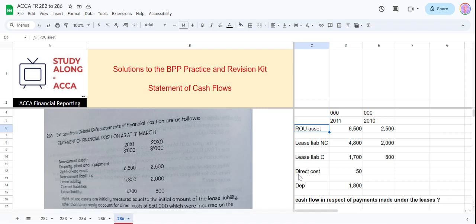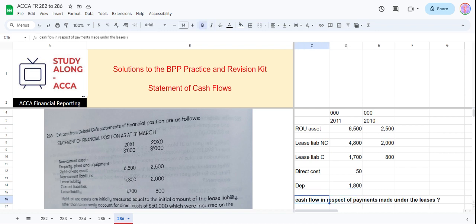We have this information for the 2 years: ROU asset, lease liability non-current, lease liability current, direct cost, depreciation. All these numbers are direct cost increase incurred for the lease agreement. And then we have depreciation. All these numbers are in thousands.